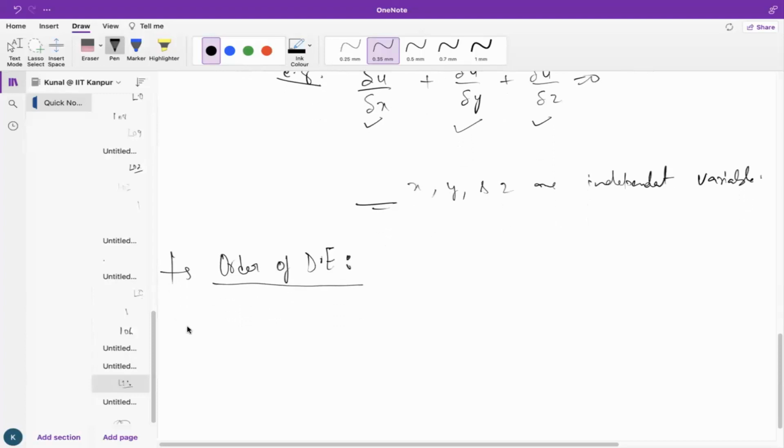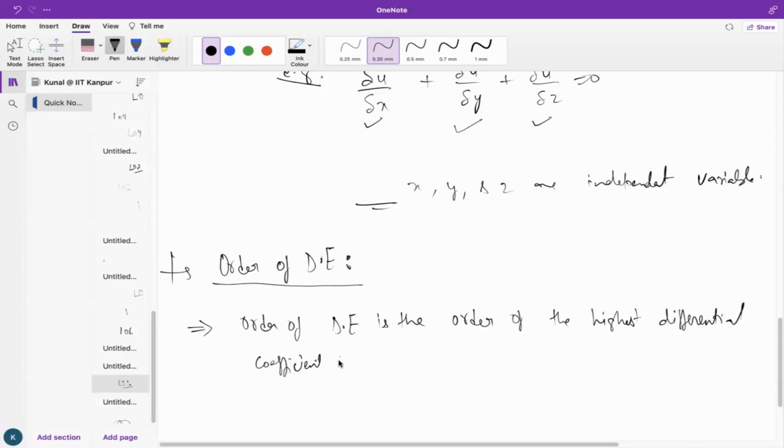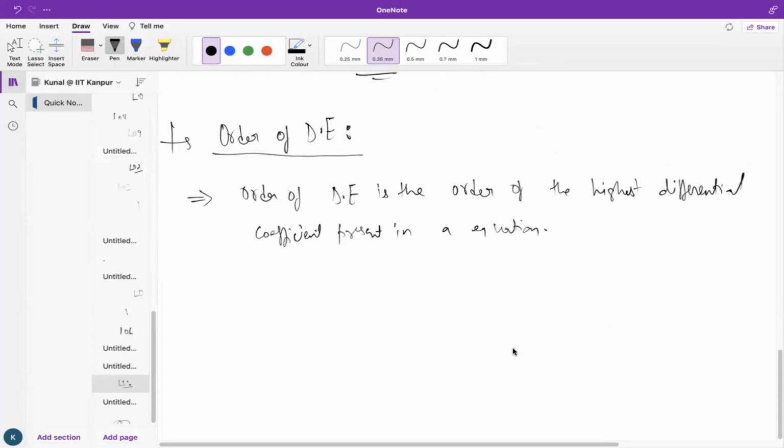So order is defined as: the order of a differential equation is the order of the highest differential coefficient present in the equation. Basically, ek equation mein jitni badi highest differential coefficient present hai, wahi uski kya hogi? Order. So let me tell you by an example.